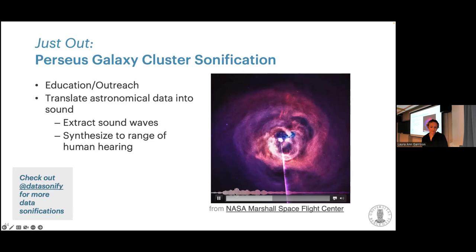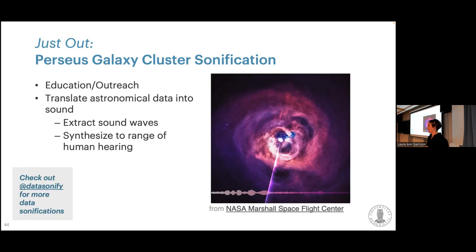Super cool. So this is translating astronomical data into sound. The scientists are extracting out the sound waves, and then of course they have to be synthesized up to the range of human hearing. So this is another really excellent example of sonification for education outreach to get people to care and be excited about science. And if you're interested in more things like this, there's this Data Sonify Twitter account that I got lost in.